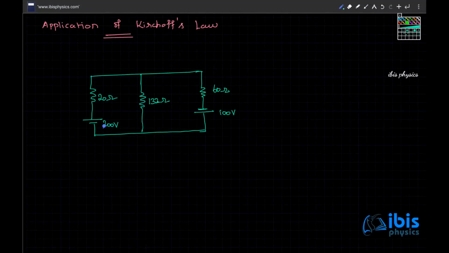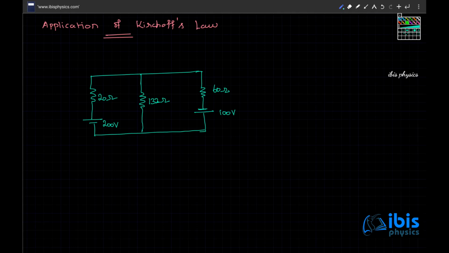That 200 volt battery and 100 volt battery are connected to three resistors, 20, 132 and 60 ohms, as shown. Find the current through each resistor. And that is a question, and the potential drop across the 132 ohm resistor can also be asked. Here we have not been given any direction of current.